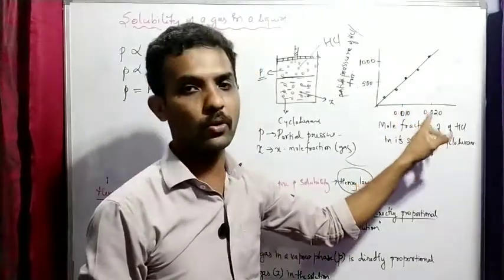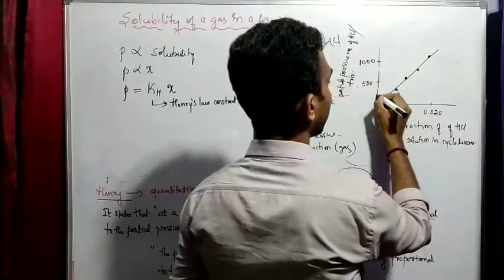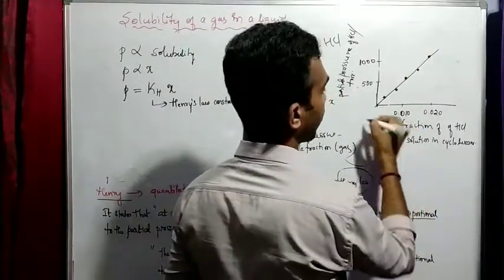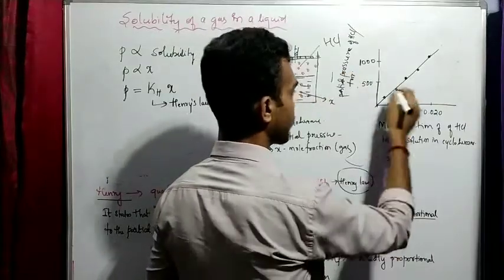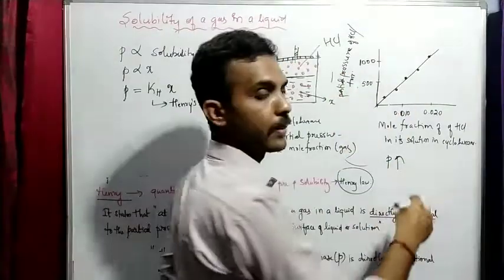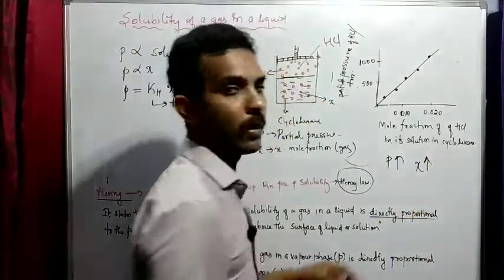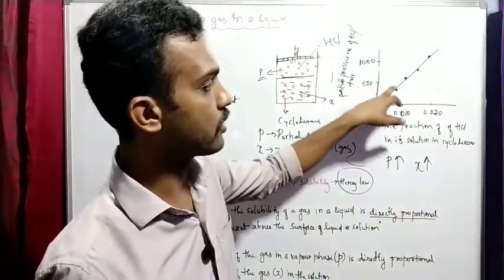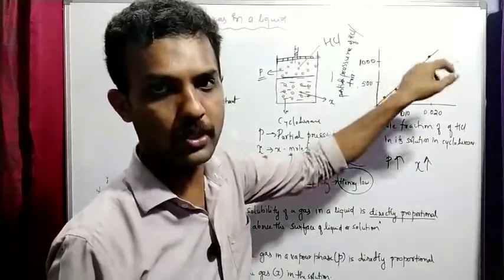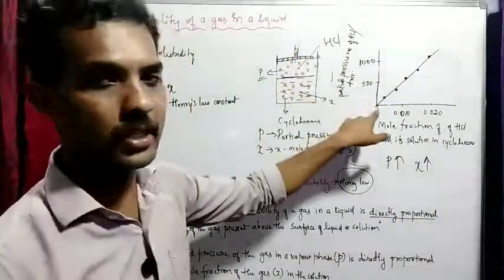then 0.020. So if I increase the pressure, the solubility of the gas becomes more and more. It is nothing but the mole fraction becoming more and more. So see what has happened: at this pressure the mole fraction is this, at a higher pressure it increased, and increased again. It increases, meaning P is directly proportional to X, you can see here, right?